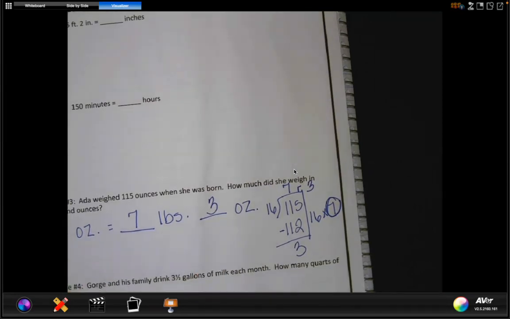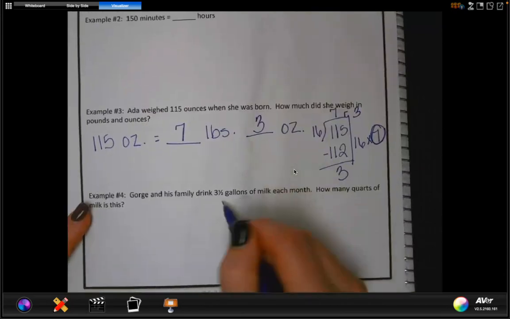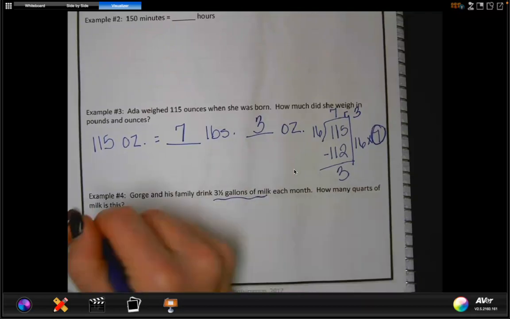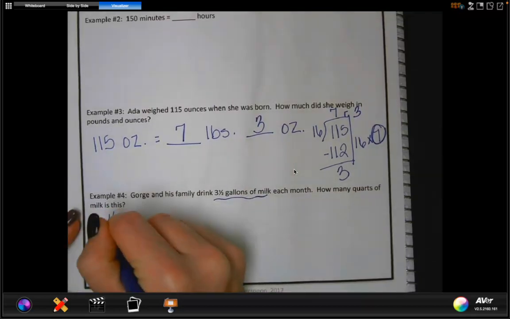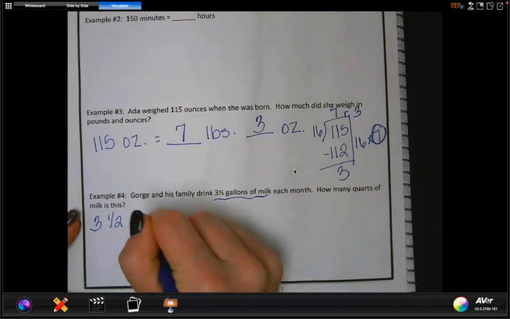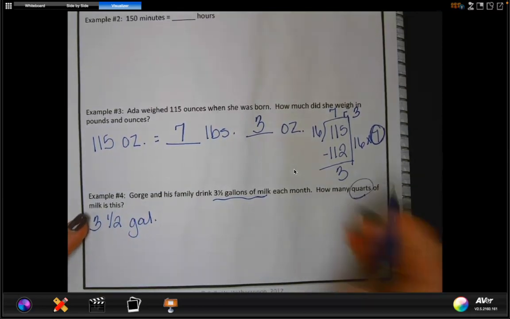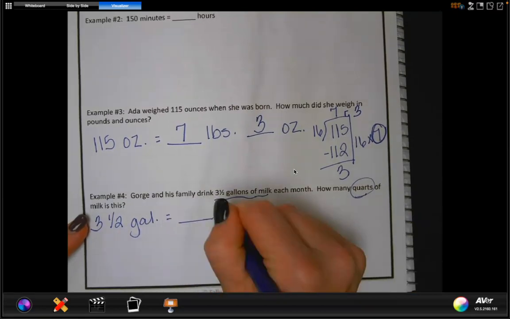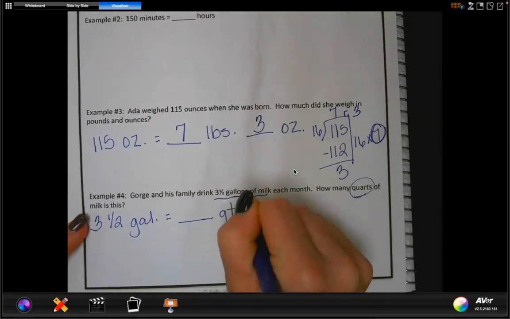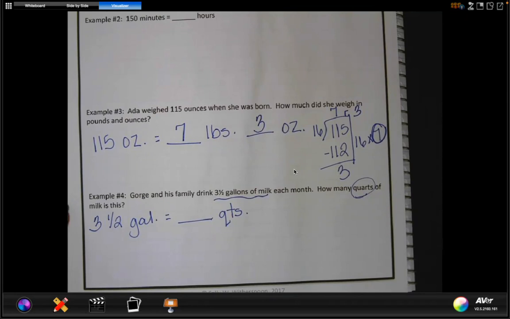All right, guys, let's go ahead and look at number four. Example number four: George and his family drank 3.5 gallons of milk each month. How many quarts of milk is this? For number four, we are starting with our 3.5 gallons of milk, and it's asking us how many quarts that is. So we're going to take our 3.5 gallons and convert that into quarts.